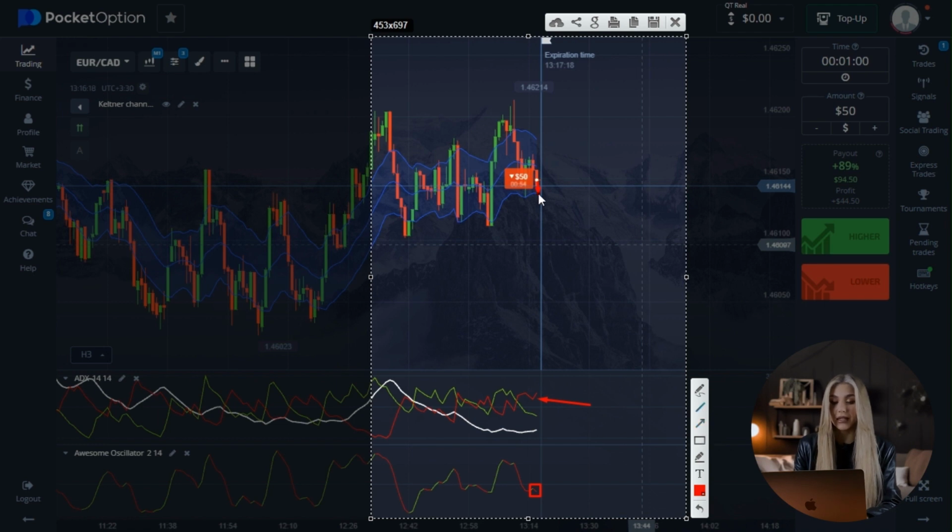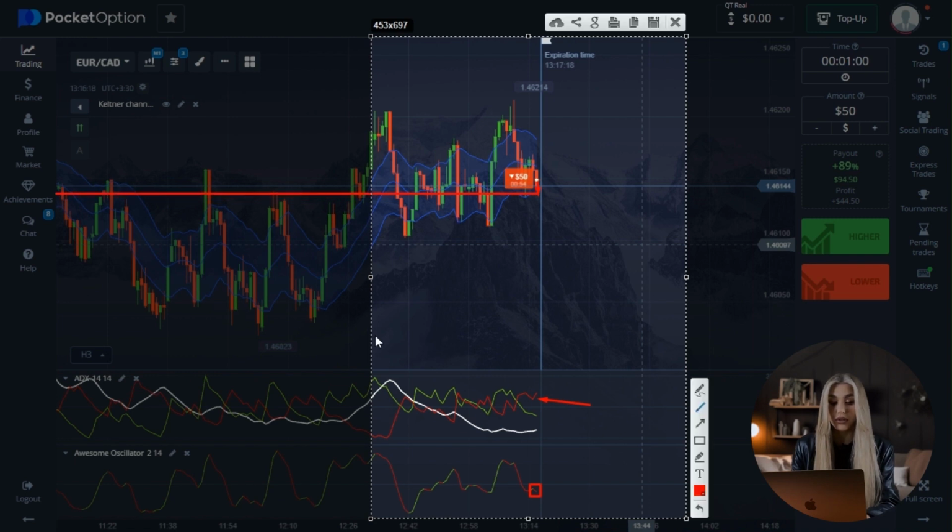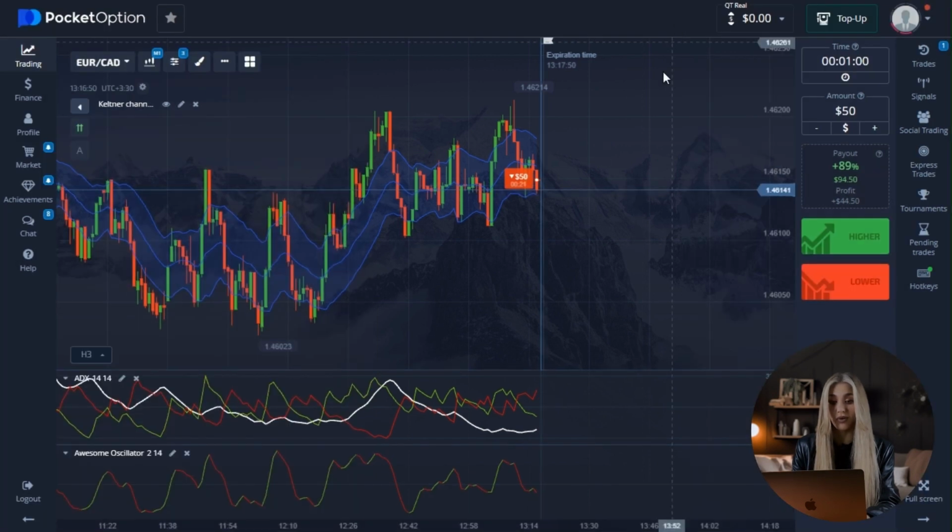I see the target at the lower border of the Keltner channel. And there's also a strong support level here. For now, by ADX, there's no strong trend. Its white line is below the 25 mark. So I don't believe in breaking the level, but I admit that the price will drop to it, okay?